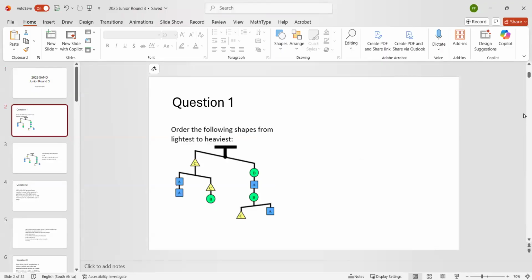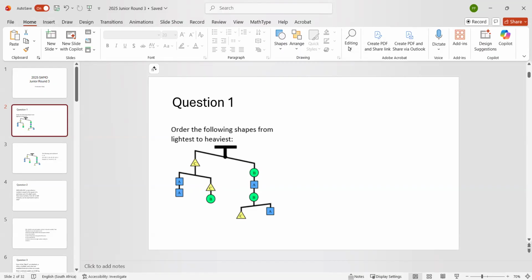We go into question 1. The first question gives you a kind of weighing situation here. And the idea is we've got lots of weights, and we are asked to order the weights from the lightest to the heaviest. Now you can see some of them are heavier. Like for instance, this line here is slanted, so this is heavier than that one. So let's look at that for the moment.